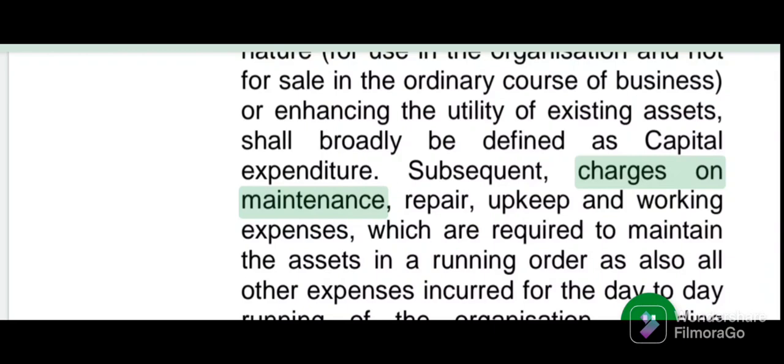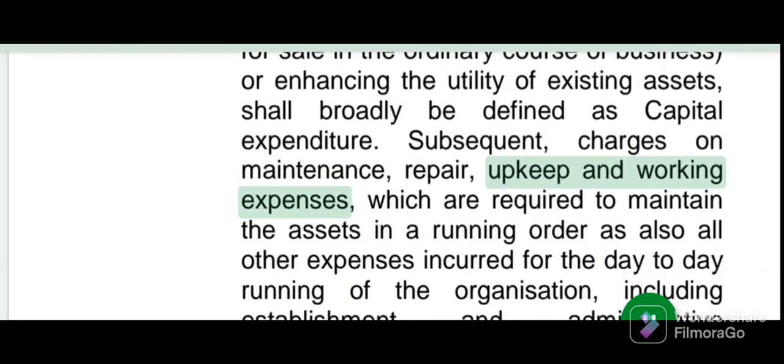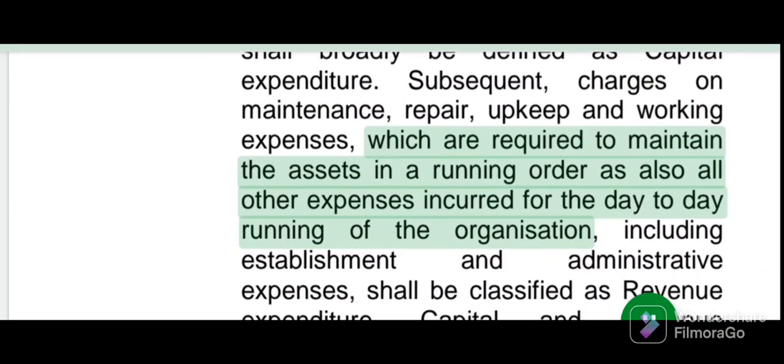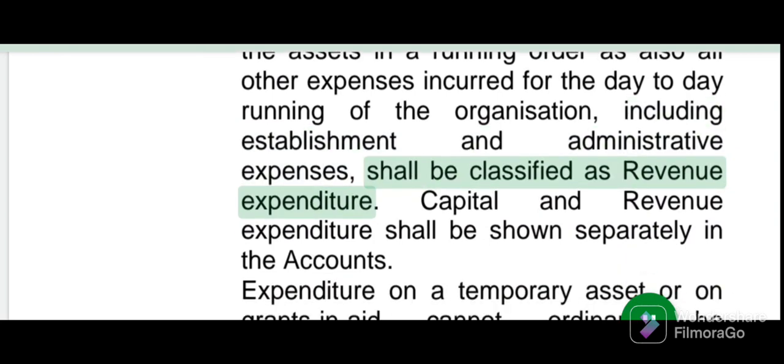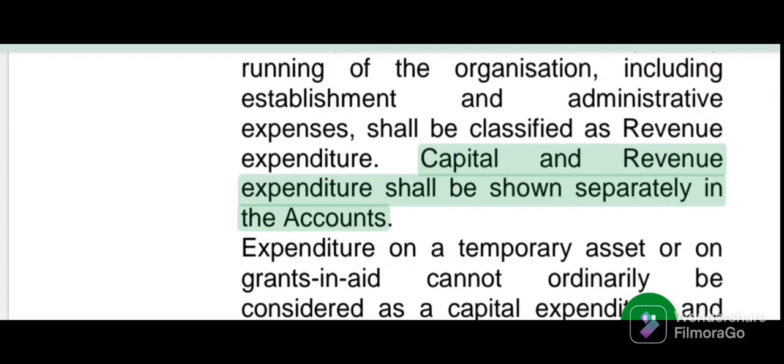Subsequent charges on maintenance, repair, upkeep and working expenses, which are required to maintain the assets in a running order, as also all other expenses incurred for the day-to-day running of the organization, including establishment and administrative expenses, shall be classified as revenue expenditure. Capital and revenue expenditure shall be shown separately in the accounts.